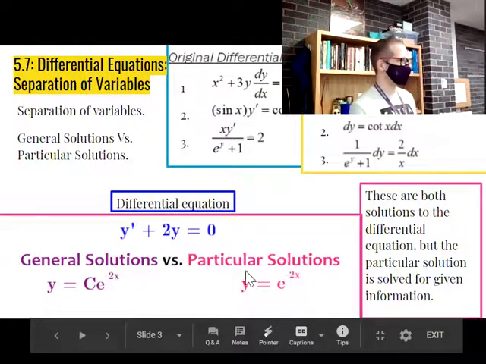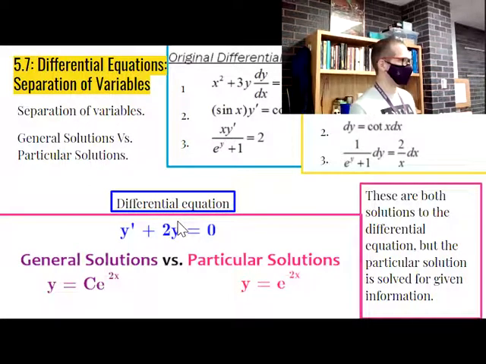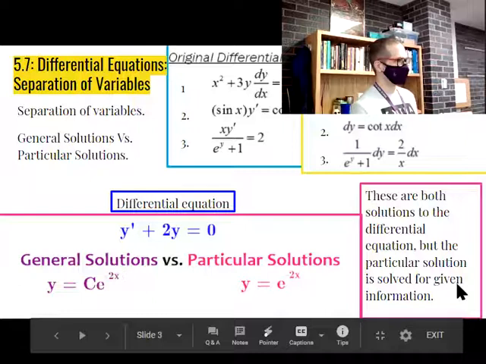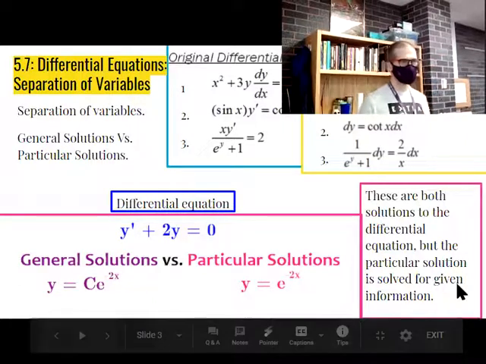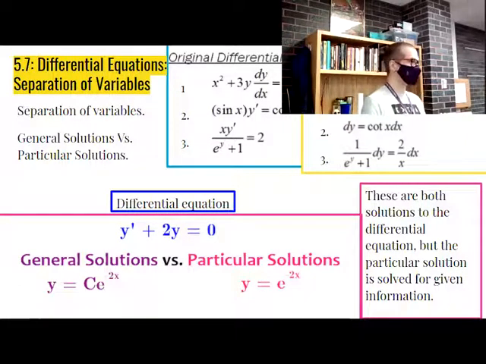So both of these are solutions to this differential equation. You could plug them both in and you would see that they work. But the particular solution is solved for the given information. If you don't have any given information, then it is just a general solution and you're done.